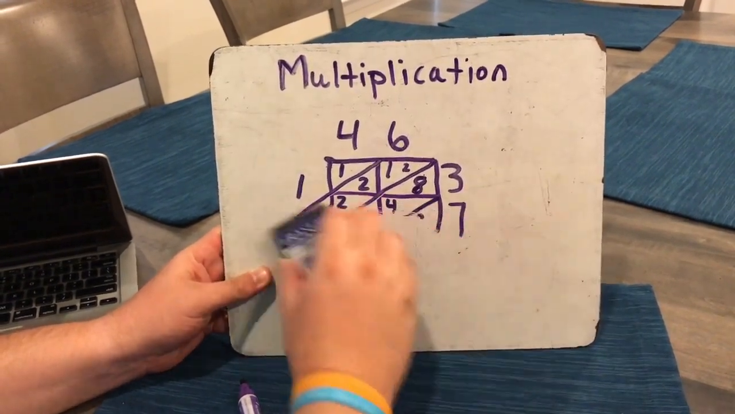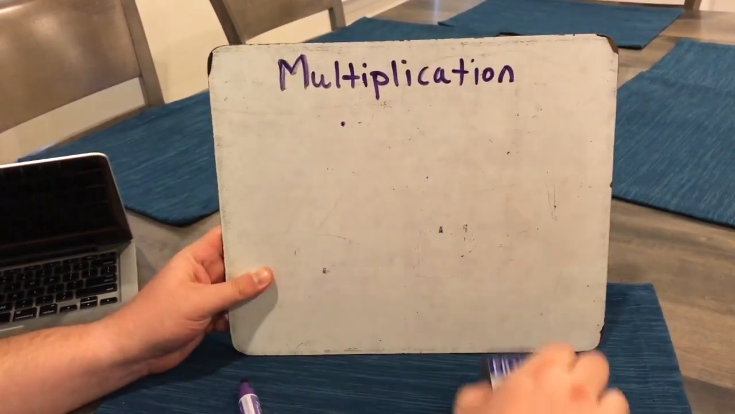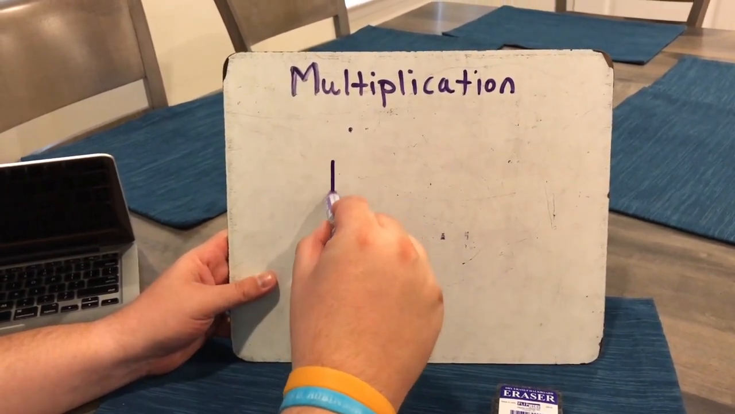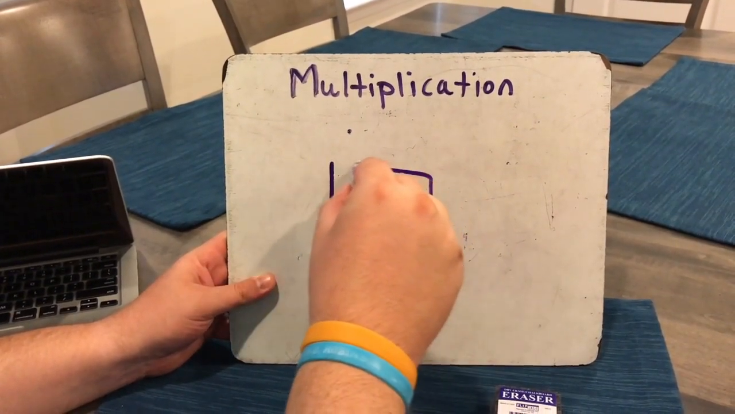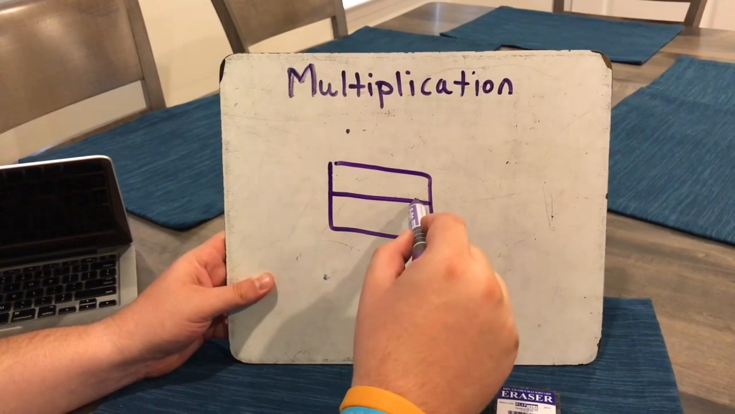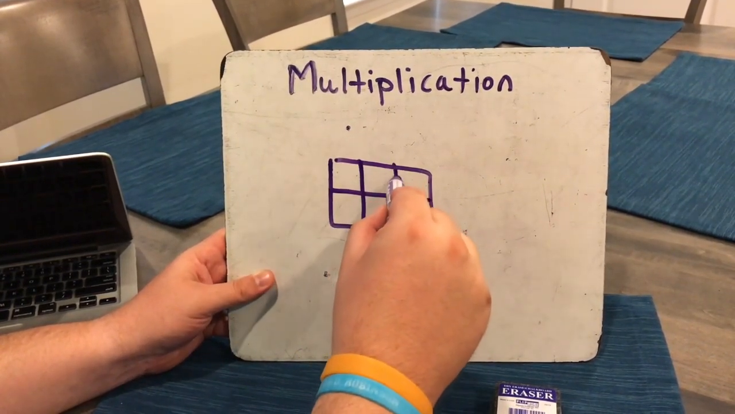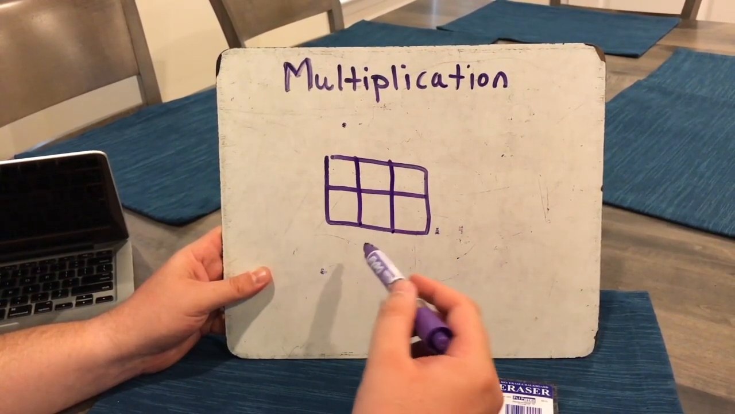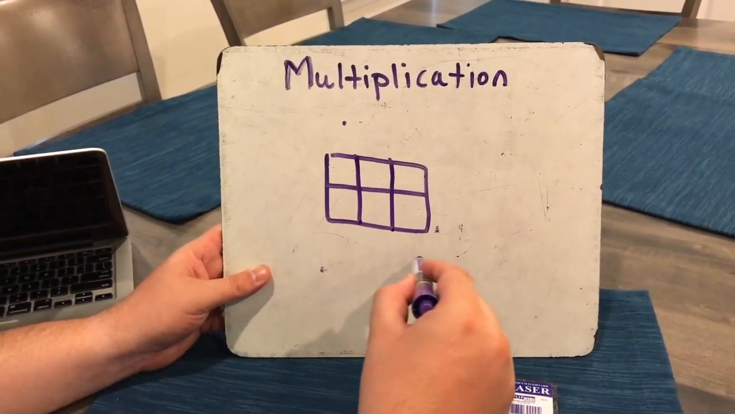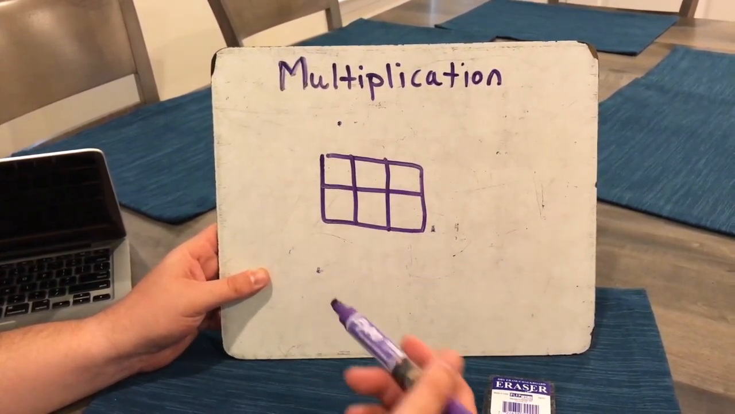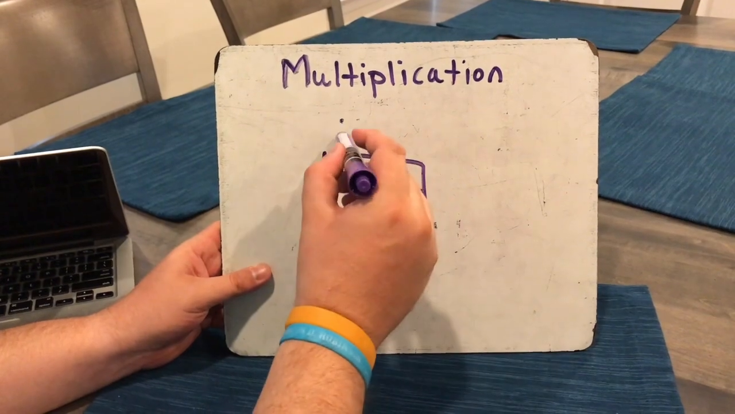Now with lattice, you just have to make the boxes based on how many numbers there are. So if I wanted to do a 3 by 2 problem, obviously I would need a box that's split into 2 this way and split into 3 that way. If it was 3 by 3, you'd obviously have another row down here. I'll just do one more problem.